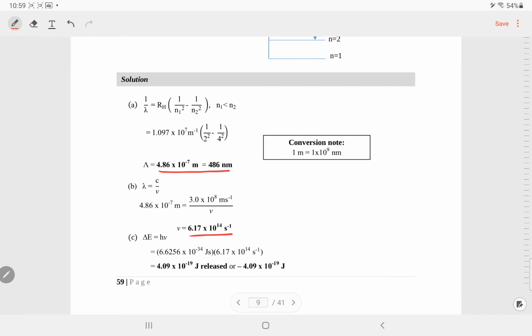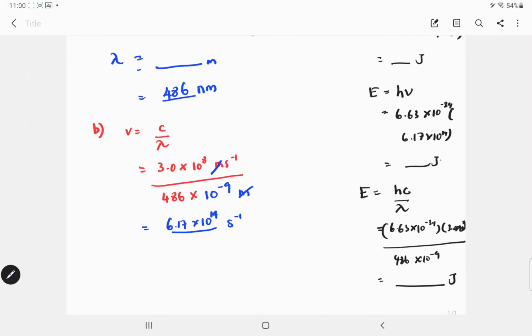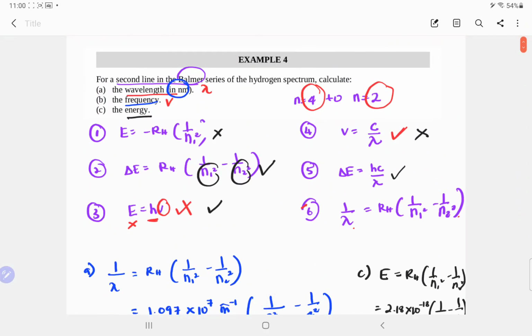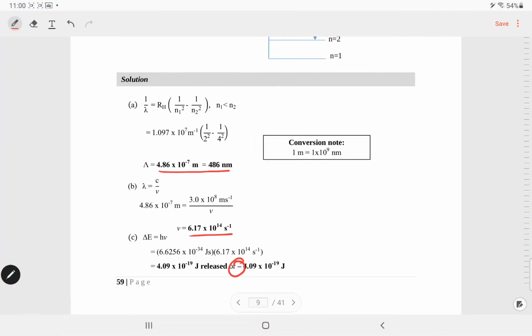So you will get negative 4.09 times 10 to the power of negative 19 joule. But this one must be negative. Why negative? Because the question asks for the energy for the second line. Second line produced means it falls back, and only then is it produced. If it were absorbed, no. So that's why the answer must be negative. If you write positive, you get no marks. Okay, clear?